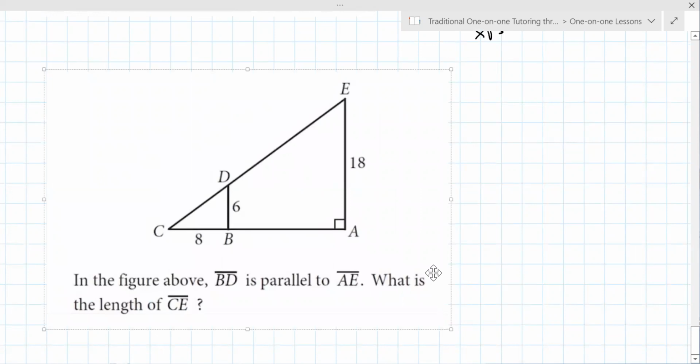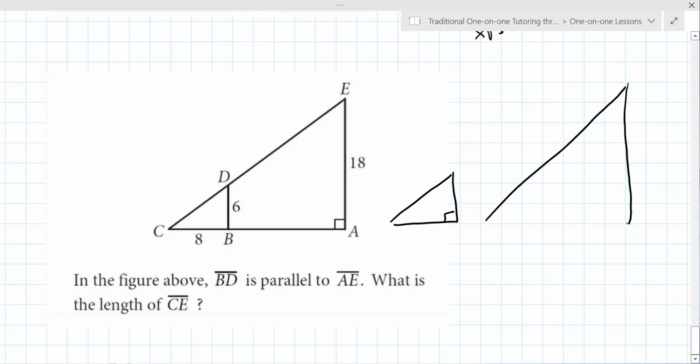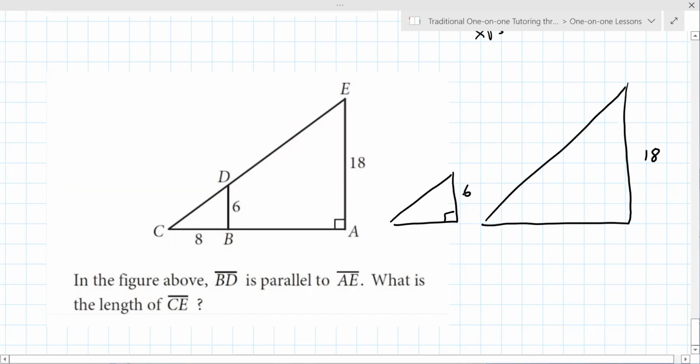So in the figure above, BD is parallel to AE. I mean, that's important for this problem, but you shouldn't assume things, but sometimes you just got to go with it to make an answer. Now they want the length of C to E. So they actually want the hypotenuse, which is frustrating. Sometimes it helps, and if we were doing a geometry lesson, I would tell you to just redraw the triangles. That way you've got some information separated from them.